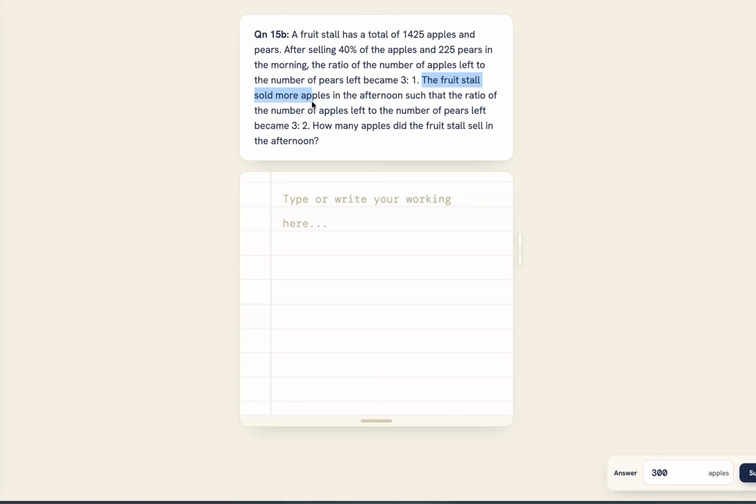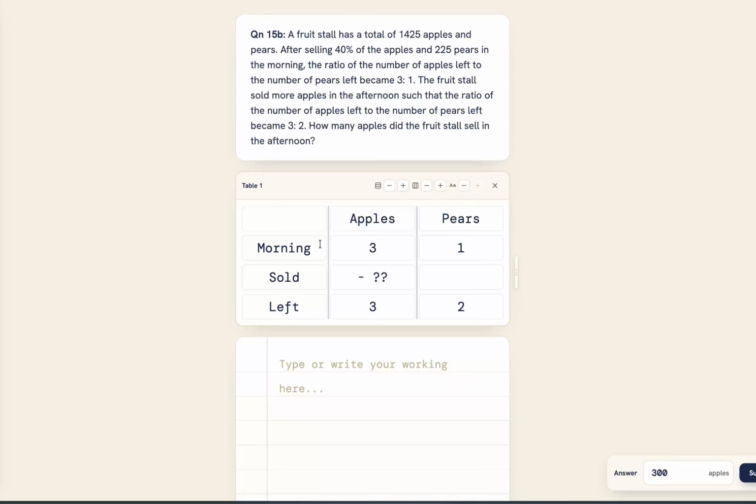So question 15, part B. The fruit stall sold more apples in the afternoon, such that the ratio of the number of apples left to the number of pears left became 3:2. How many apples did the fruit stall sell in the afternoon? So I created a table: apples, pears. In the morning, we had 3:1, so 3 and 1. And then we know from the question that it sold more apples in the afternoon. So we minus some apples, but we don't know how many. And then we are left with apples to pears, which is 3:2.